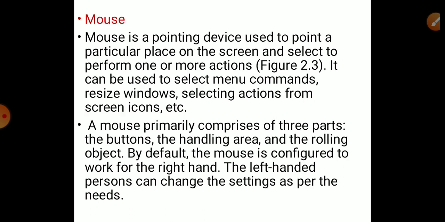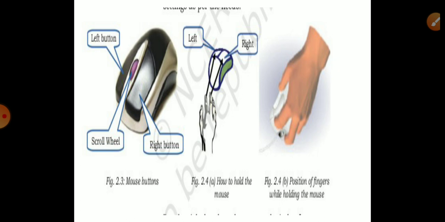Mouse, it's a pointing device, you know. Everyone would have seen a mouse. There are three buttons available: left, right, and scroll button. The left mouse button is used for clicking and double clicking. The right button is used for giving some set of options, menus. The scroll button is used for scrolling down the pages.